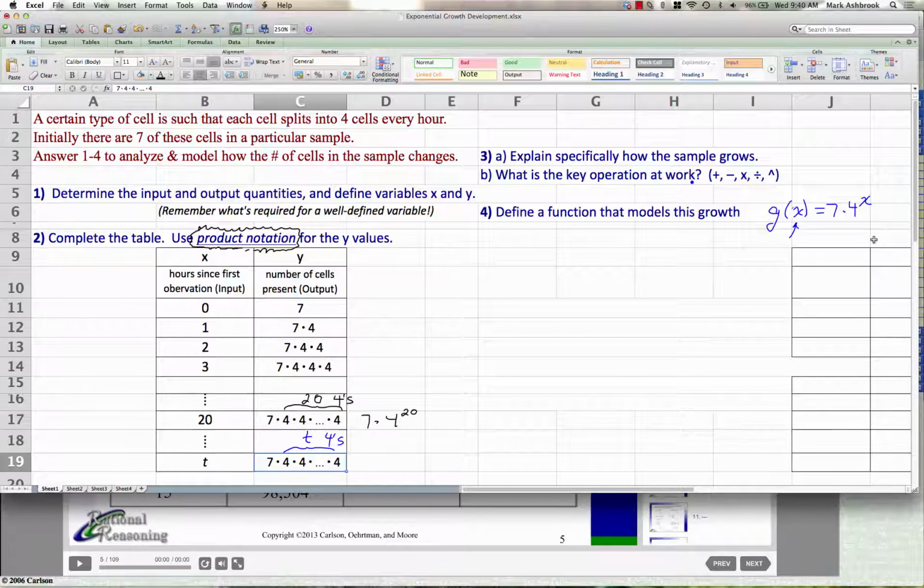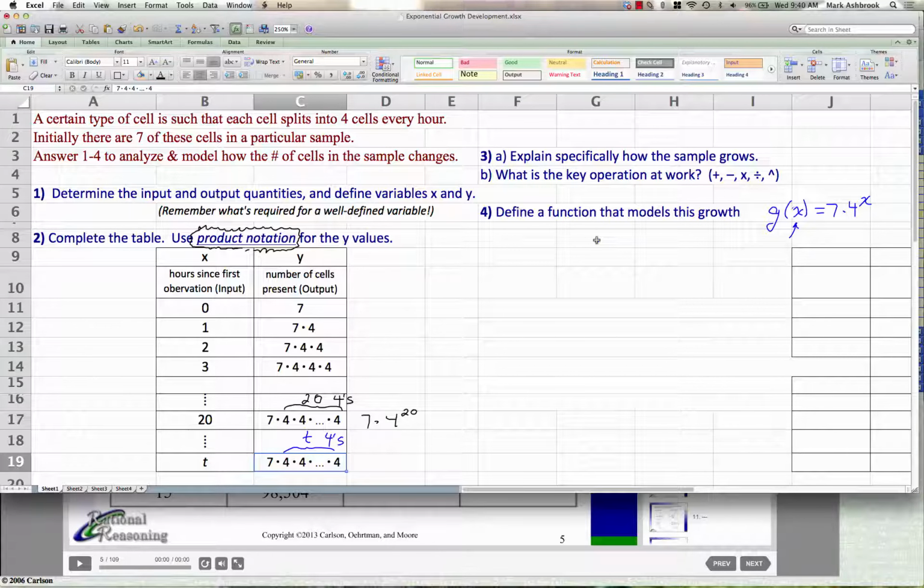Okay, so let's summarize again. Let's summarize what is exponential growth. Any questions on this example? So when you see 4 to the x, what do you think? Joshua, what do you think when you see 4 to the x? Or what should you think? 4 multiplied by the input.